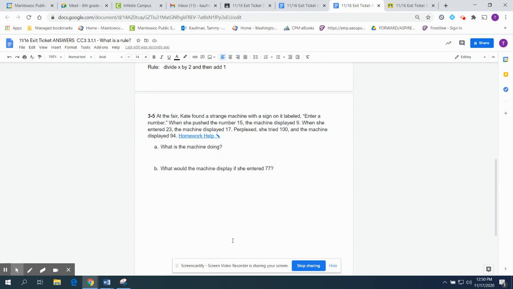This last one, when she pushed the number 15, the machine displayed 9. So again, I'm thinking subtracting 6. When she entered 23, she got 17. So what's the machine doing? It is subtracting 6. And what would the machine display if she entered 77? Well, 77 minus 6 equals 71.